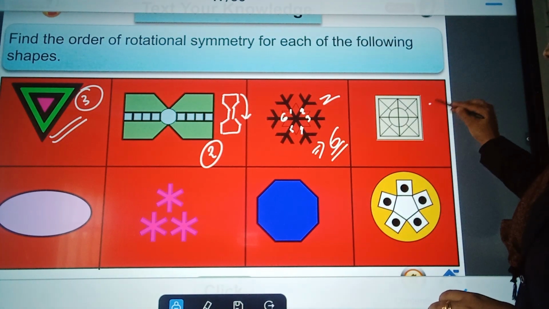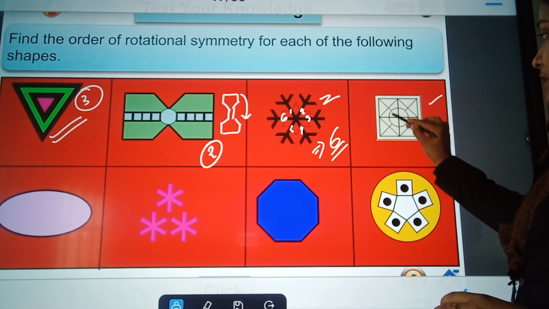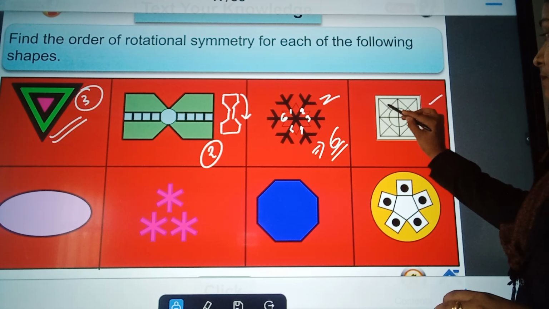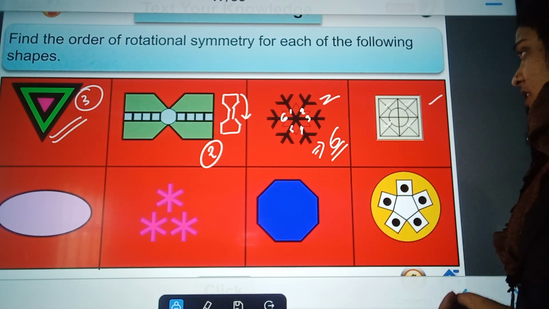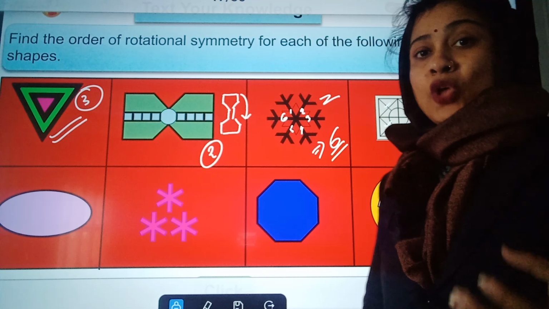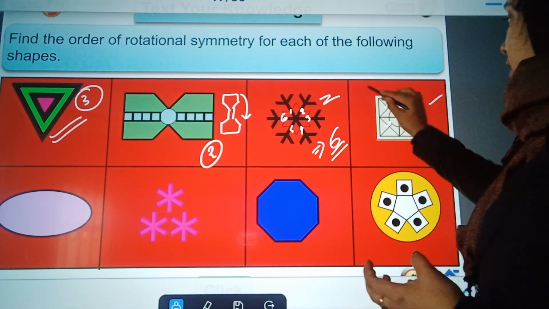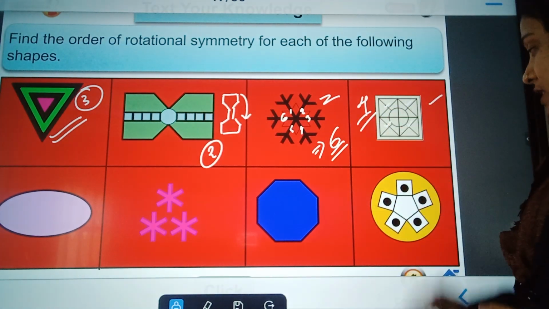Now, look at this figure. This is of the square shape. A circle is there, and 4 sub-squares are there, and the pictures in the sub-squares are exactly the same. So, what will be the order of rotation for this? 4.